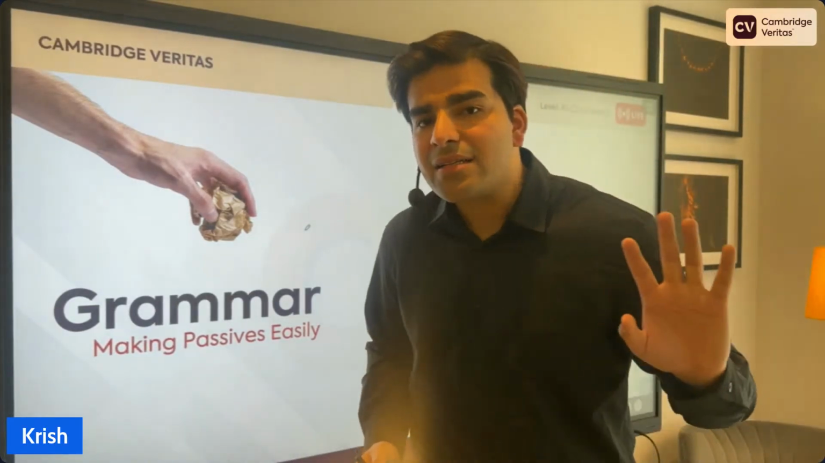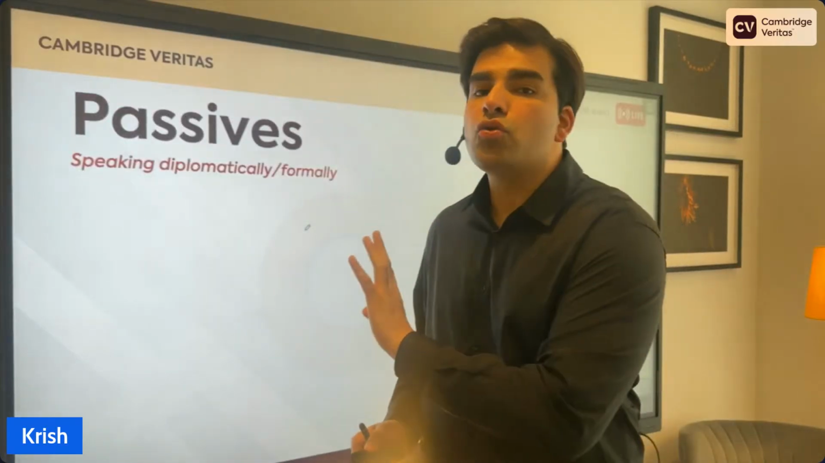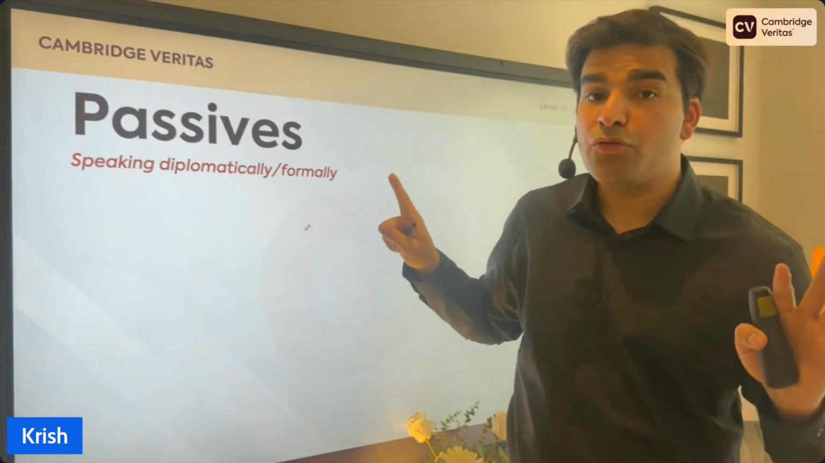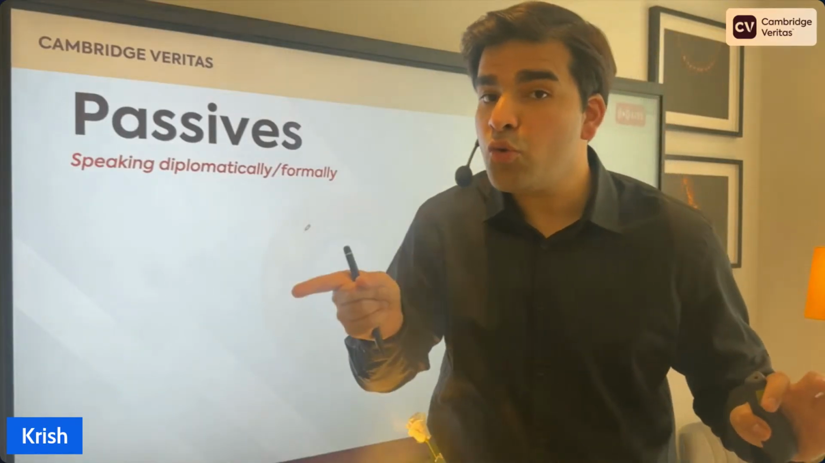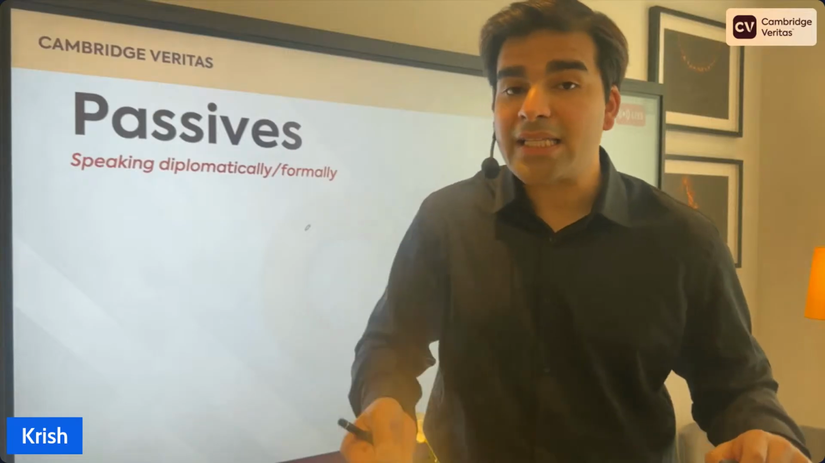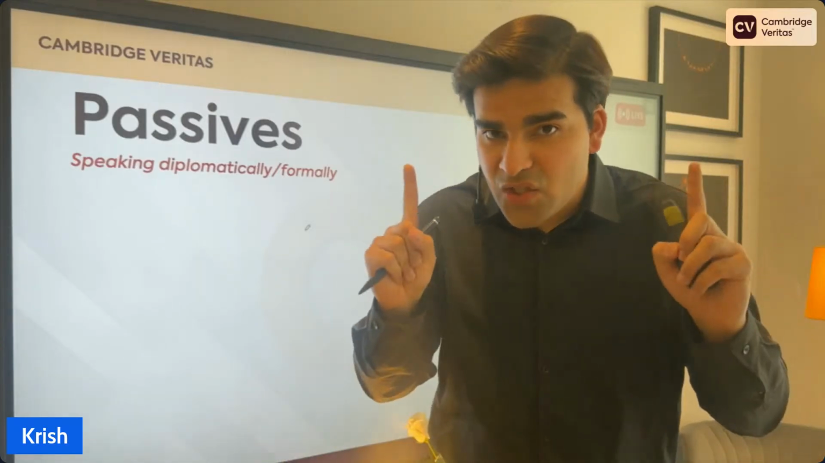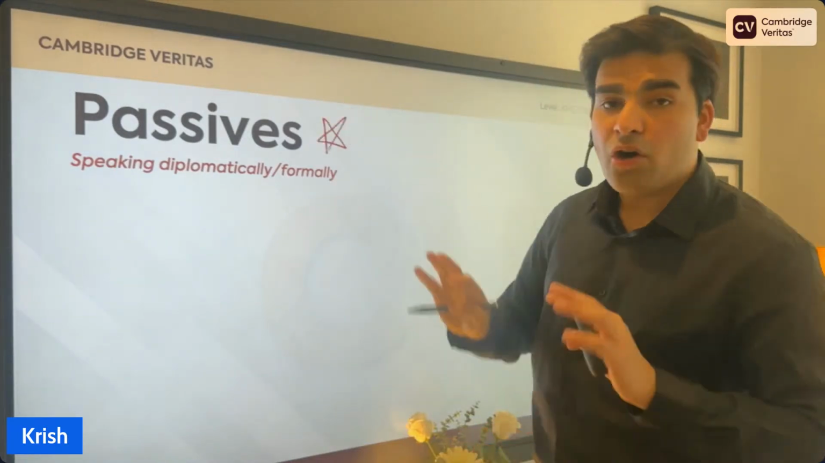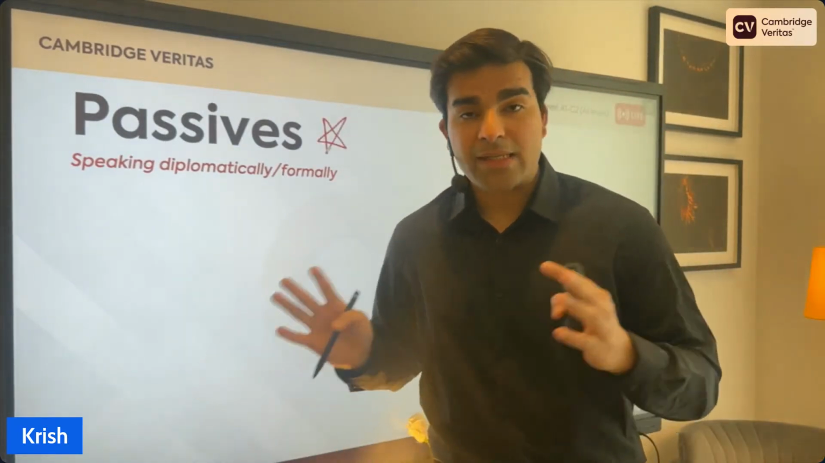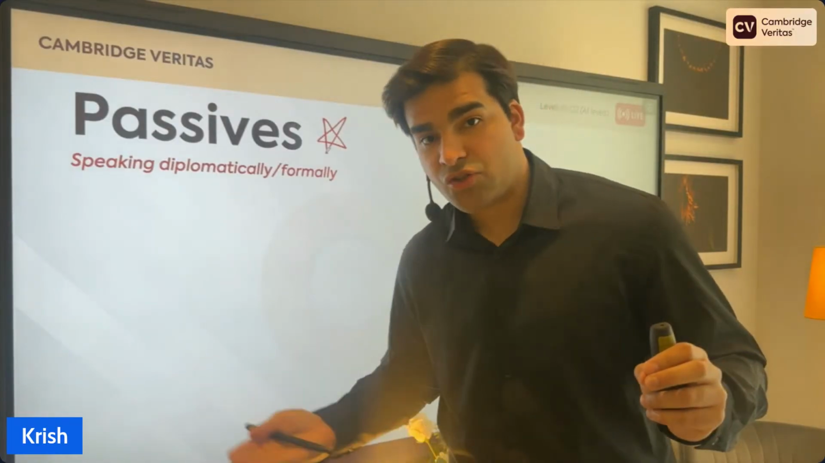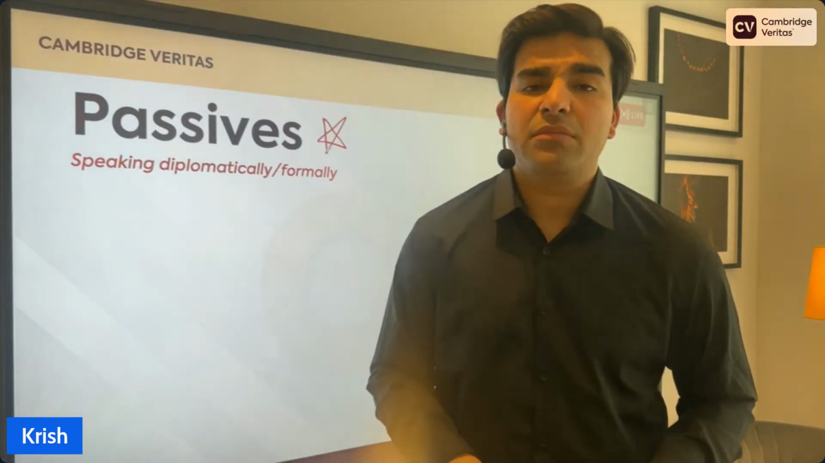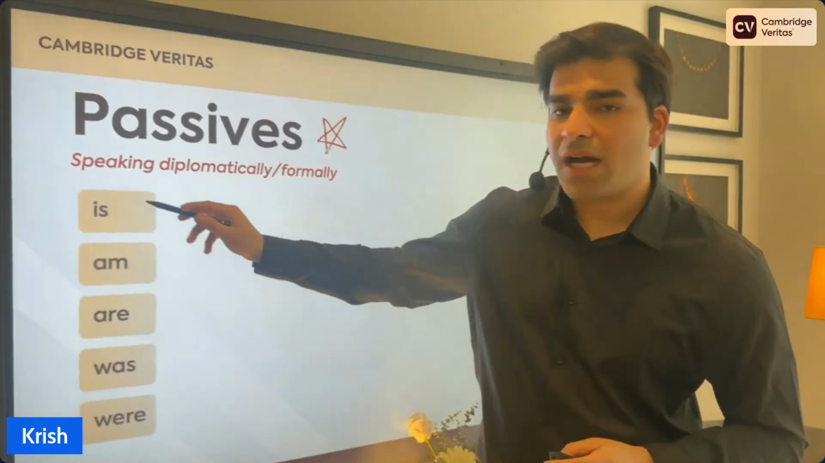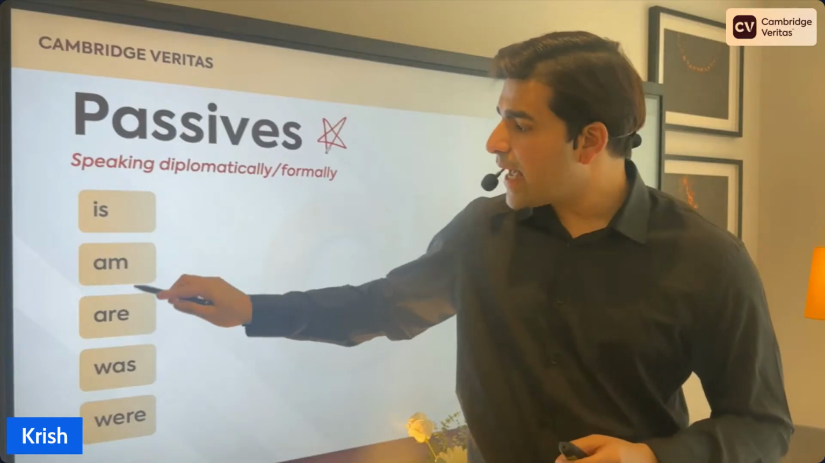In all the sentences that you saw before, there's a rule that we follow when we speak diplomatically or formally. The rule is it's not who is doing it, it's what is happening. And the structure that you follow is on this slide, which is the most important slide of the entire lesson. I'm going to show you the structure. It's very simple. In the sentence, you can start with any of these words: is, am, are, was, were.